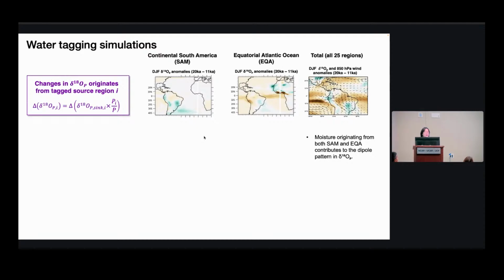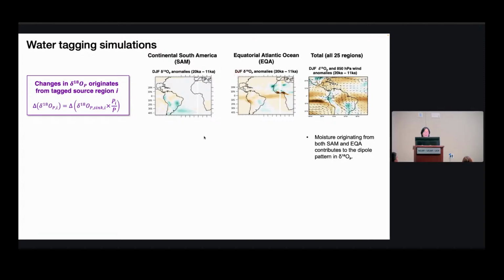So we need to look at the water tracking simulation results. Again, we focused on continental South America and the equatorial Atlantic Ocean, and we found the moisture originated from continental South America largely explains the precipitation isotope change from all the 25 regions. And the equatorial Atlantic Ocean mainly contributed to the dry pole, the more enriched delta 18 precipitation over Amazon and northeast Brazil.